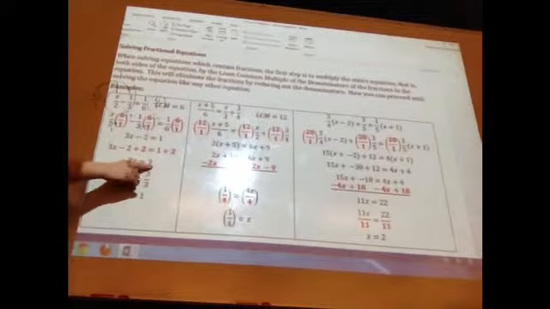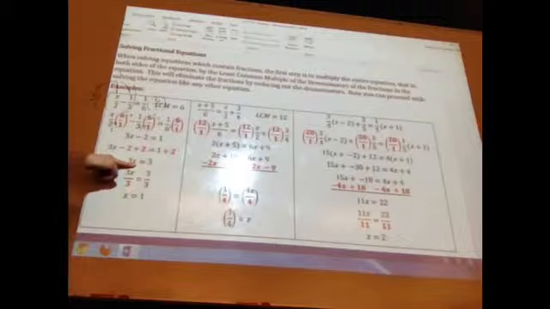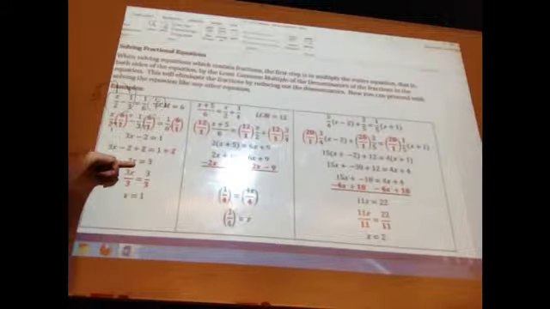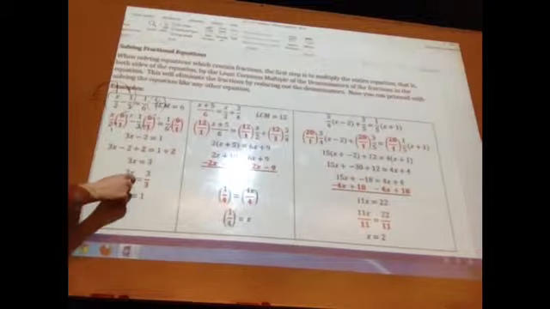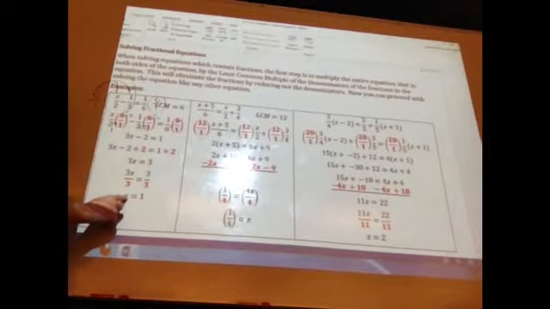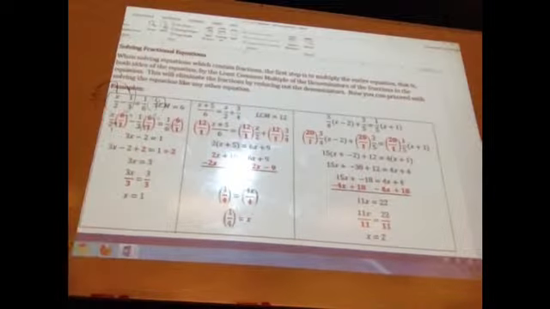3x equals 3. 3 is multiplied by x, so I need to divide that coefficient away. So I'm going to divide both sides of the equation by 3. These will divide out. I'm left with 1x, and x happens to equal 3 divided by 3, which is 1. x equals 1.